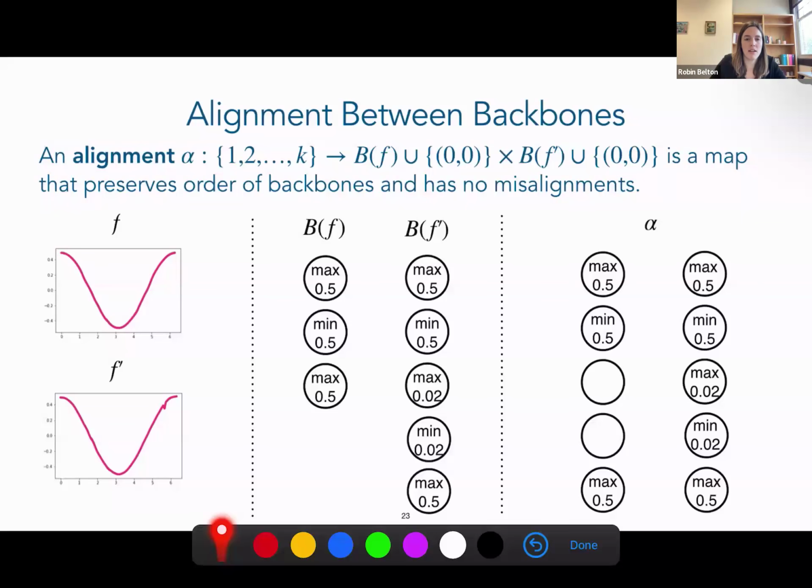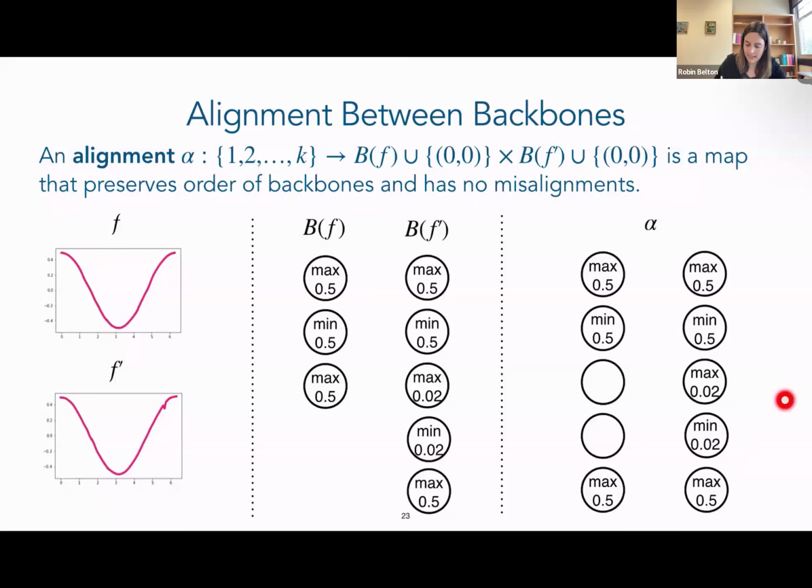And then if we want to compare two different functions or two backbones, then we consider these alignments. We want an alignment such that we're matching maxes to maxes, mins to mins, and we're also preserving the order of the mins and maxes. So if we just look at these two functions, f and f prime, we would want to match this max to this max, this min to that min, have this little max and min get matched to these empty nodes, or insertions as we call them, and they're going to have a weight of 0. And then we can align this max to this max. So our alignment would look something like this.